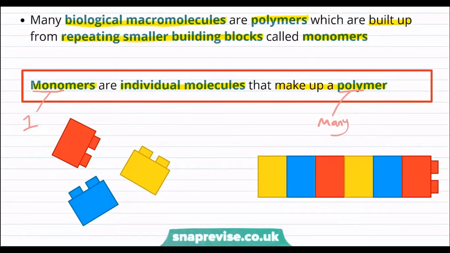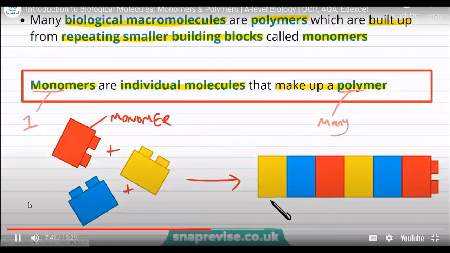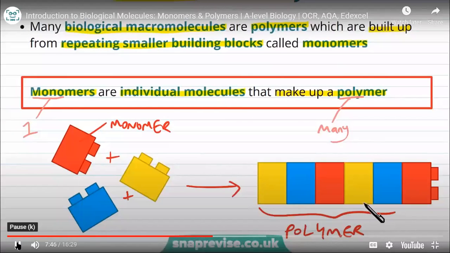Just to illustrate that using a kind of Lego brick idea here, we've got 3 monomers, monomer number 1, monomer number 2, number 3, and if you add them all together, you get this chain, and you stick them together into one single polymer. And this is how most biological molecules exist.